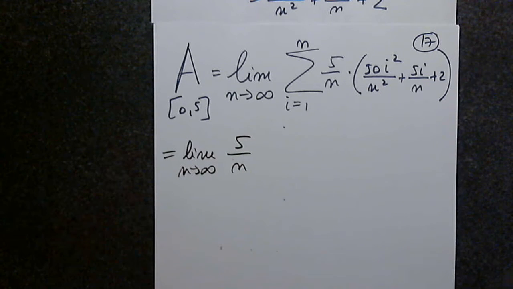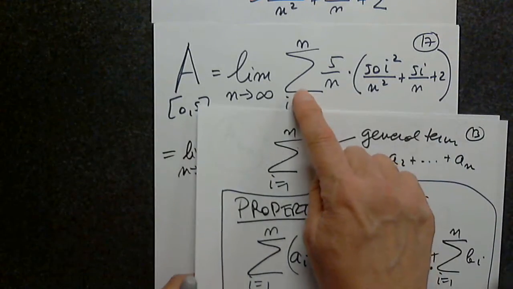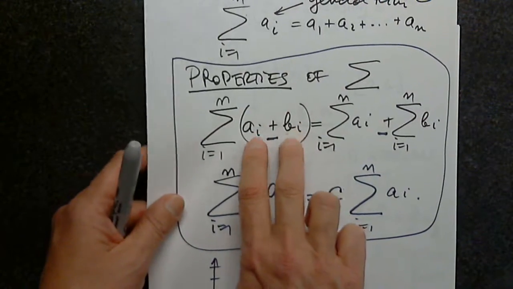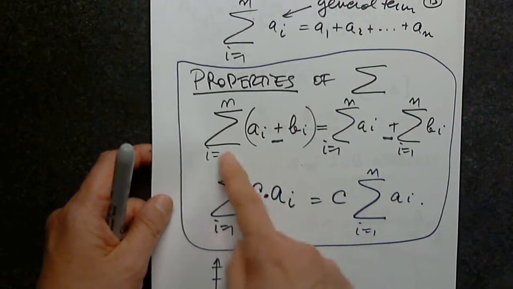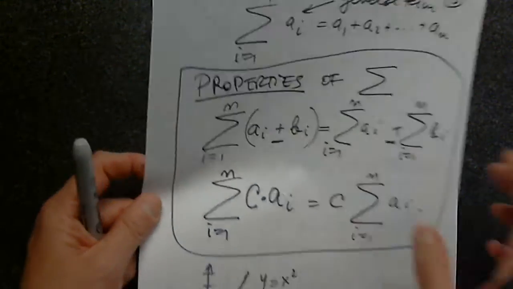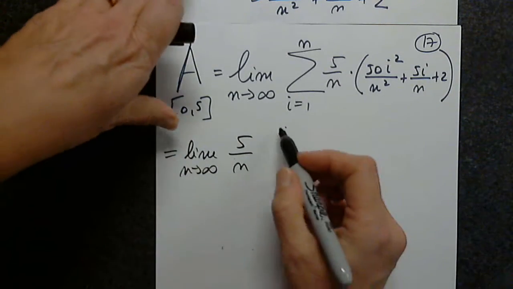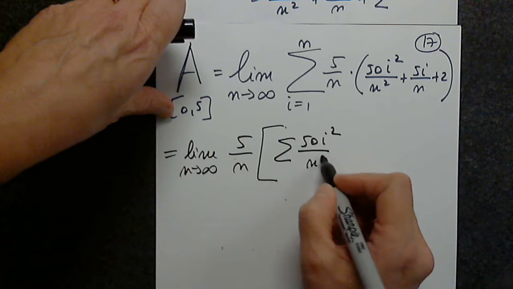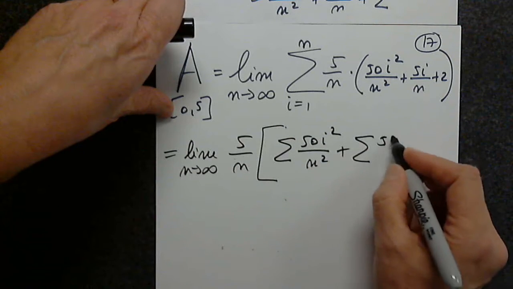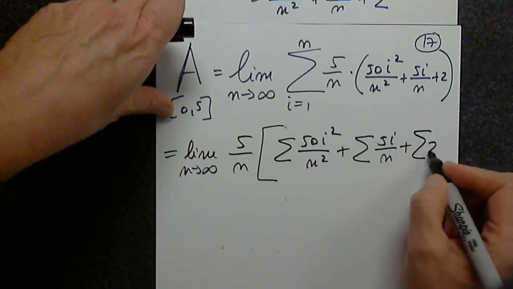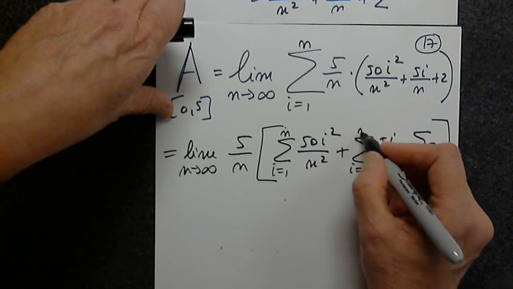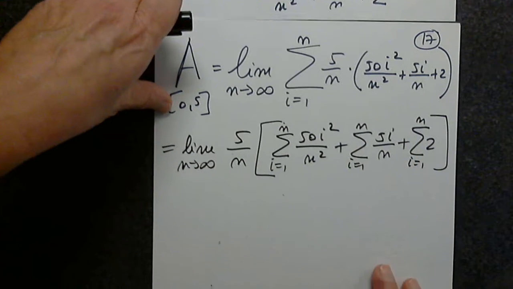Now, in order to save some time, look, I have the next property. I have the sum of 3 different terms. This is the sum of the first plus the sum of the second plus the sum of the third. So brackets, sum of 50i squared over n squared, plus the sum of 5i over n, plus the sum of 2, of course, all of them from i equals 1 through n.